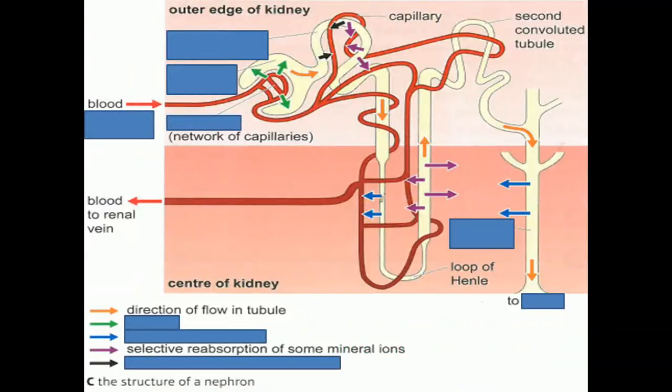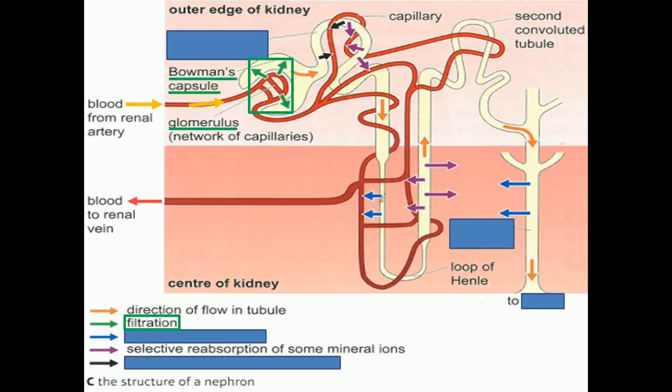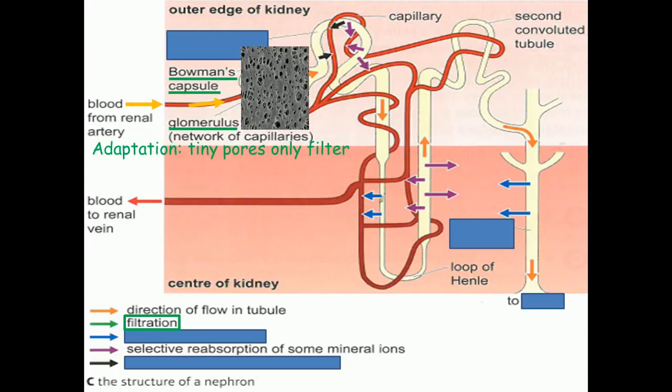So as we said earlier, blood that is transported to the kidney or to the nephron occurs through the renal artery, and then when it enters the nephron, filtration occurs, and filtration occurs between the glomerulus and the Bowman's capsule. And in that filtration, the glomerulus and the Bowman's capsule have got tiny pores, and these pores only filter very small molecules such as water, glucose and urea into the nephron. And the larger molecules can't be filtered, so they stay in the blood, so things like protein.